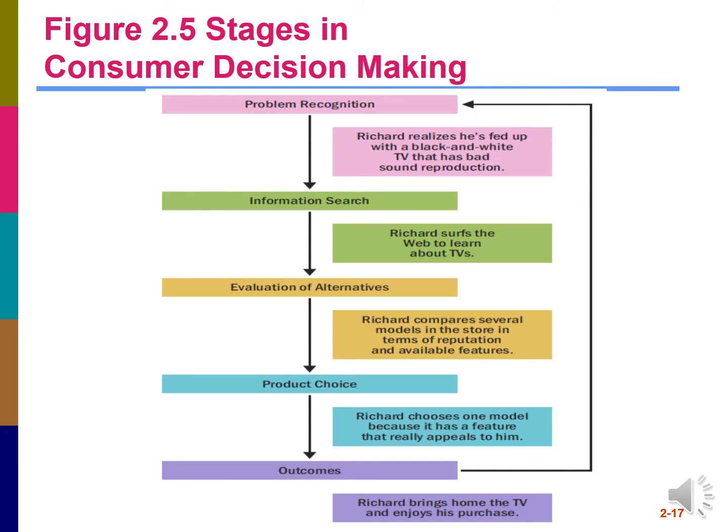This figure illustrates the 4 steps in decision making that we discussed in our last slide with an example about Richard. The decision making has the outcome of Richard bringing home the TV and enjoying his purchase.